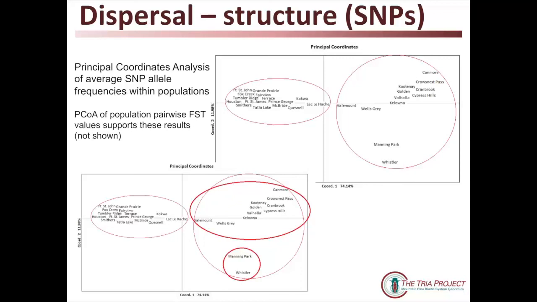So if you redo the analysis, Manning Park and Whistler, for the southern ones, were a little different, and that was captured in the second coordinate axis. So this already is giving you some sense of, again, the realized gene flow, how much mixing there is, and the structure of the populations.